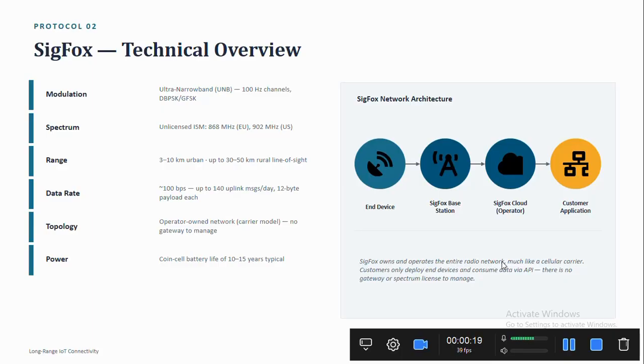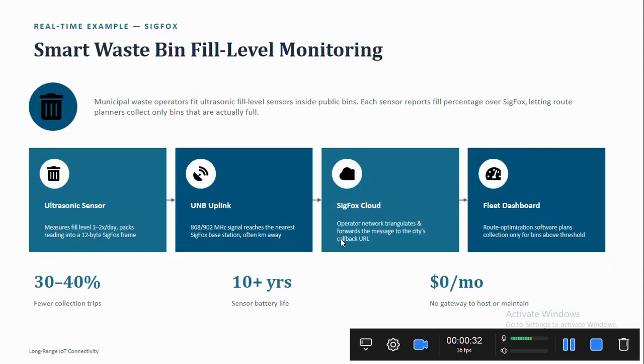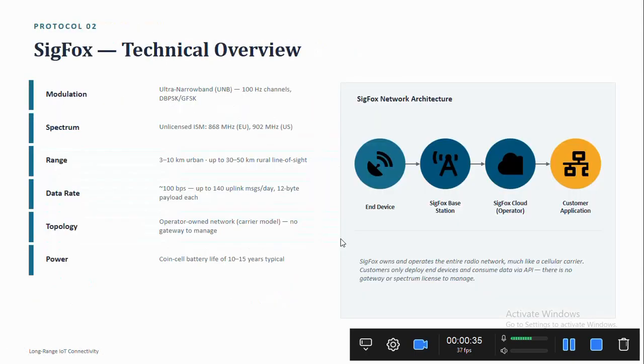Welcome back. This deals with Sigfox, that is the technical overview, which was being continued from the previous slide. Sigfox has a modulation bandwidth of around 100 Hz channels, and these 100 Hz channels are ultra narrow band, UNB, that is BPSK, binary phase shift keying.